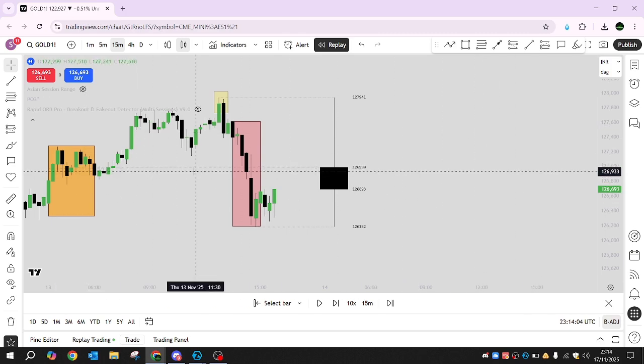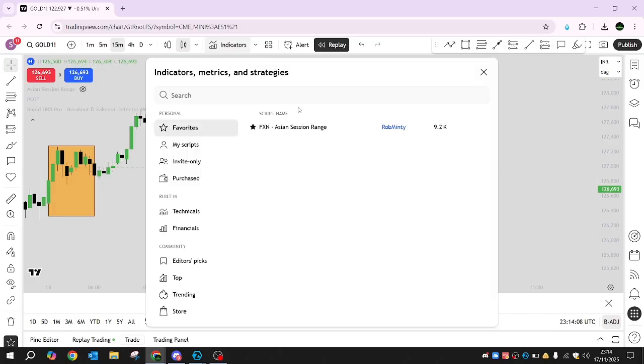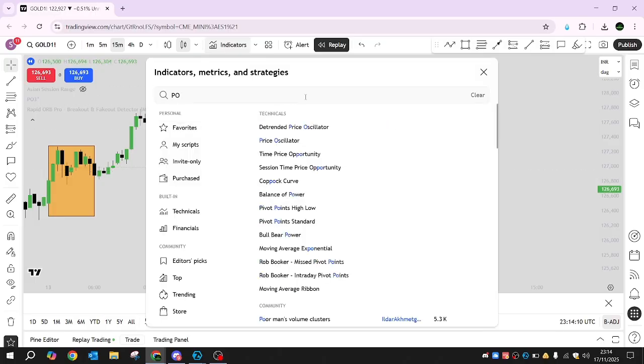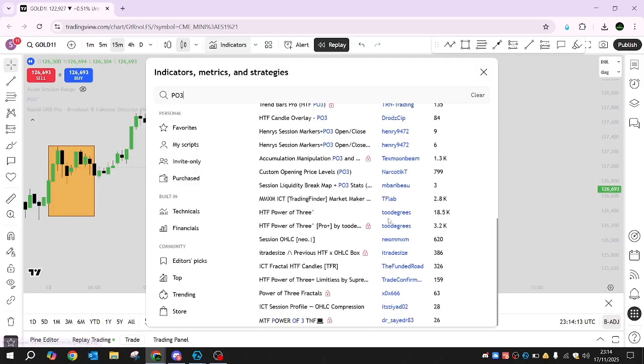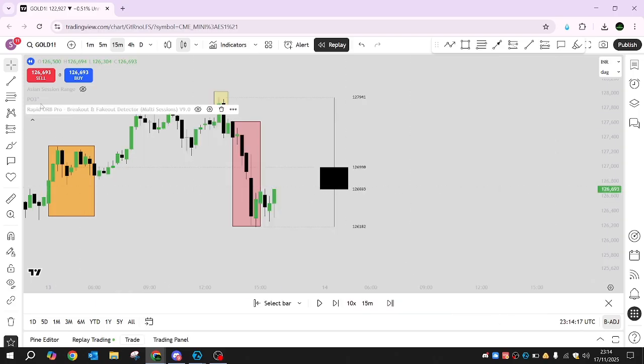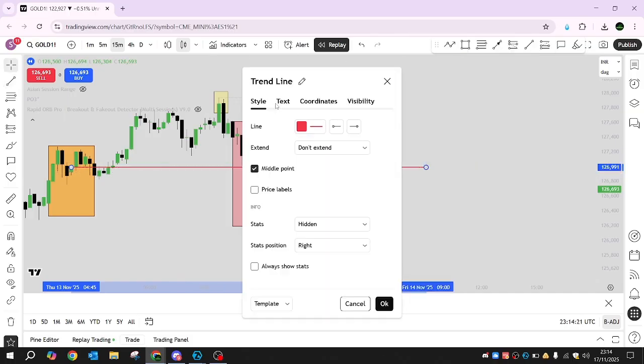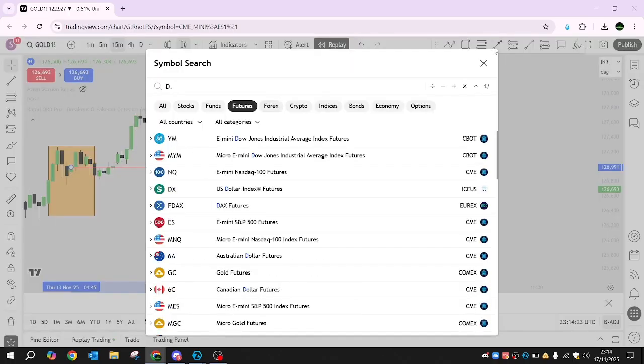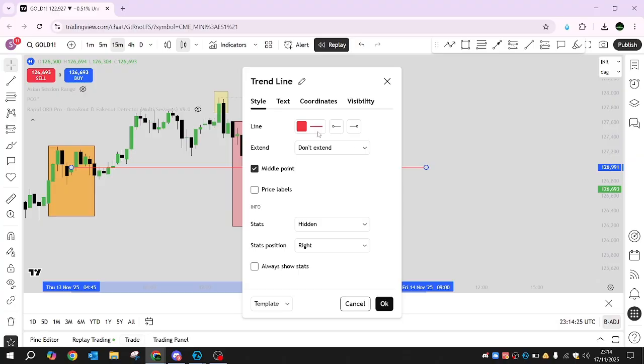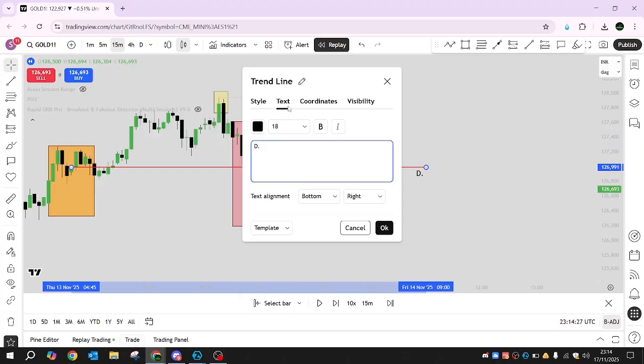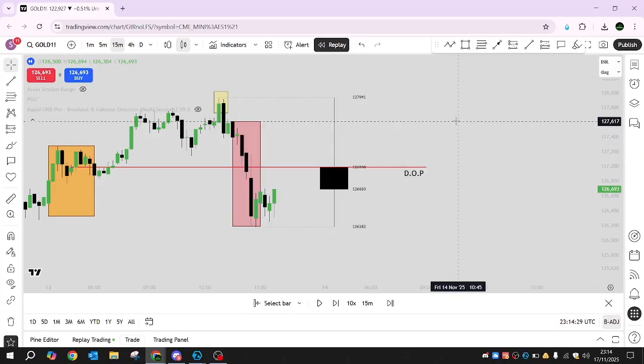So I just use the PO3 tool or the PO3 indicator. In TradingView, you can get it like this. If you just type in PO3, you should see an indicator, HTF Power of 3 by 2 degrees, right? It's that simple. So this here would be your daily opening price, so it would be DOP, right? So let's just label that DOP.